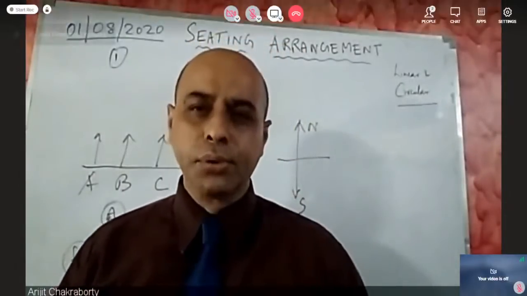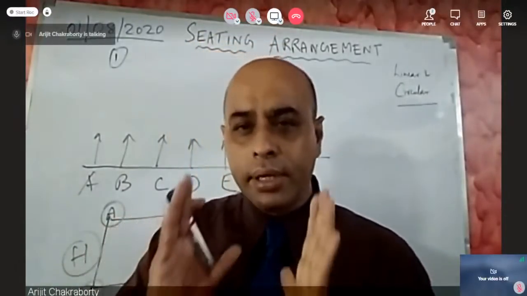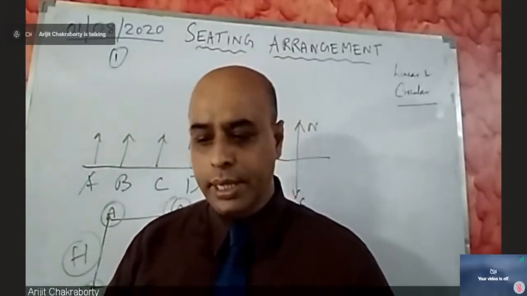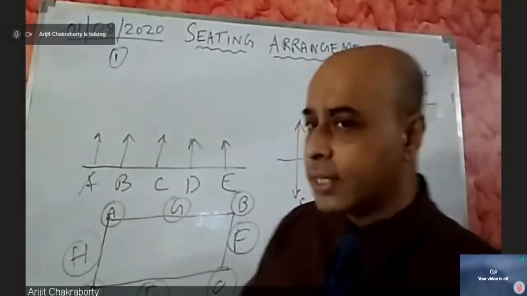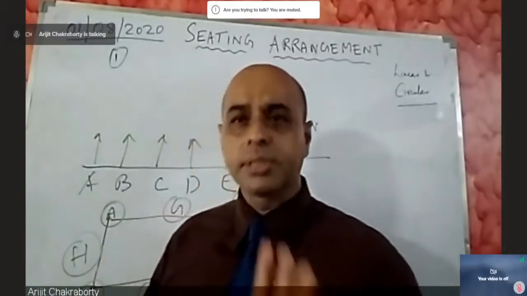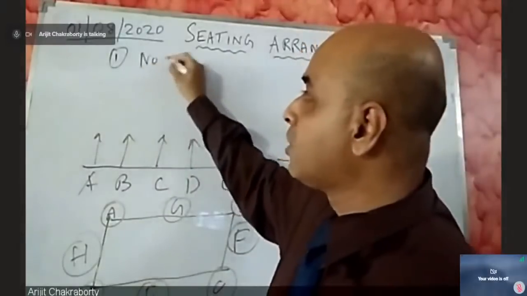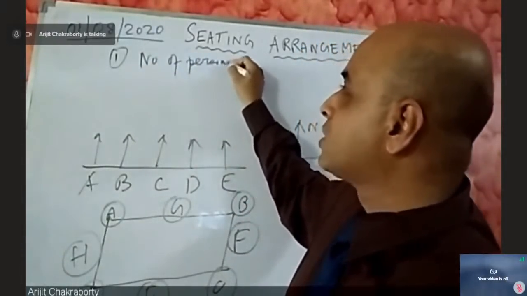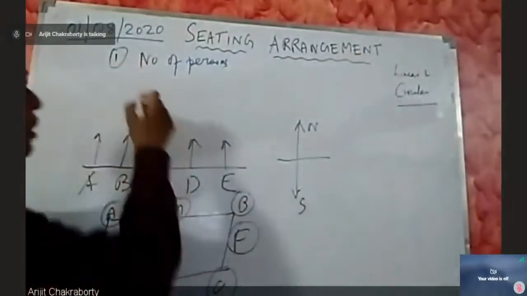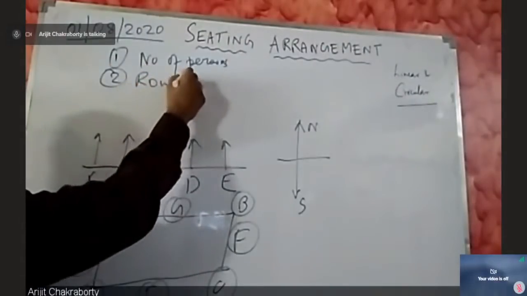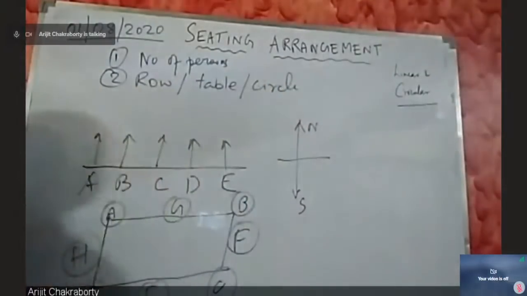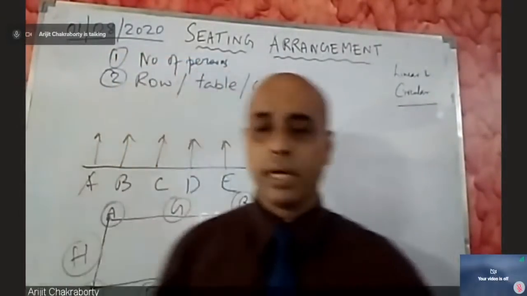As I was saying, dear students, now we will discuss the instructions we need to follow in order to solve these problems. So point number one is, please look at the number of people. It will be given in the problem. 4 persons, 5 persons. So the first is the number of persons. So please look into this. The second point is whether they are sitting in a row. So is it a row? Or is it a table? Or is it around a circle? So please look at the row, table and circle.